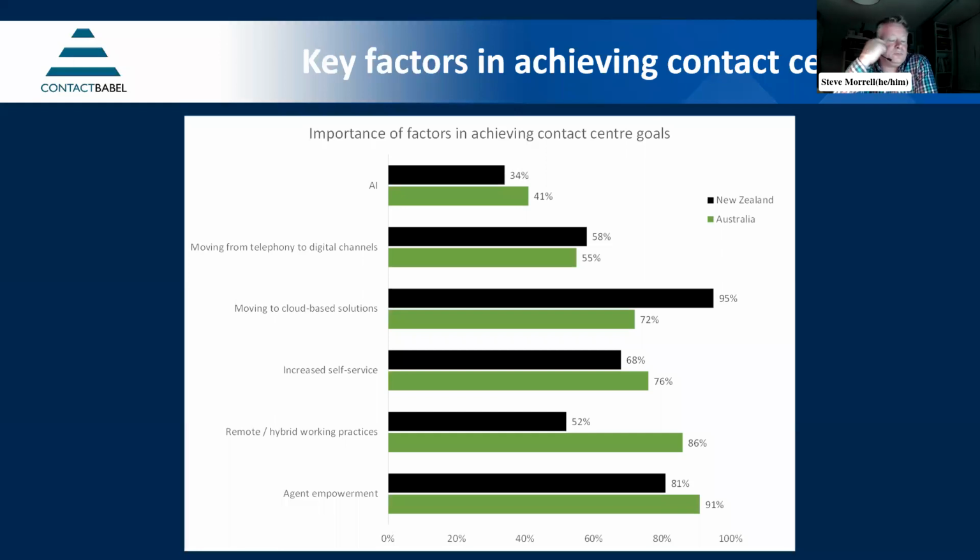So increasing agent empowerment is seen as vital by both countries' contact centers, as indeed the poll we've just seen suggests, and there's particularly strong interest from New Zealand in cloud-based solutions as well. Australia has more of a focus on remote or hybrid working, and the move to digital channels, although it's not a headliner there, it's worth noting that more than half of the people we surveyed said this was going to be either important or very important to them to achieve their contact center goals.